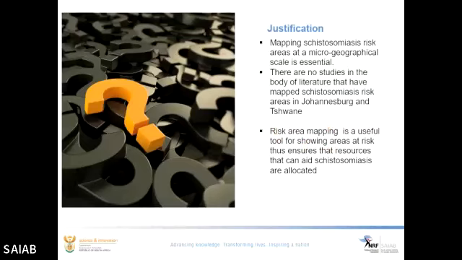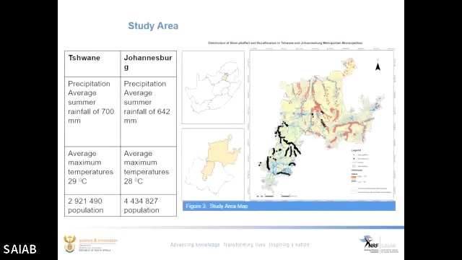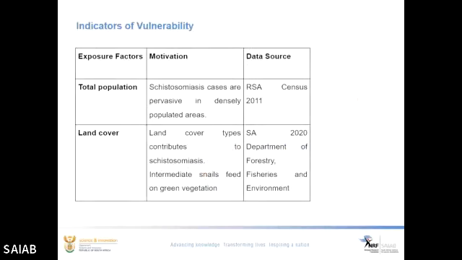We can also argue that risk area mapping is a useful tool for showing the areas that are at risk of schistosomiasis, and it also ensures that resources are allocated to the populations that are at risk, which can help schistosomiasis control efforts. This slide shows us a study area map and also the characteristics of both municipalities. We have indicators of vulnerability, which we've used in this study. This includes exposure factors and also susceptibility factors, which I will look at in the next slide.